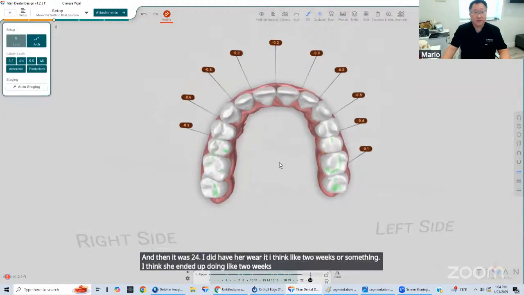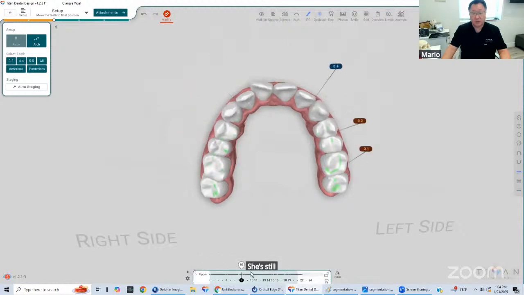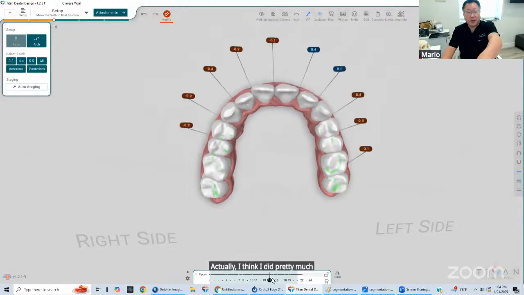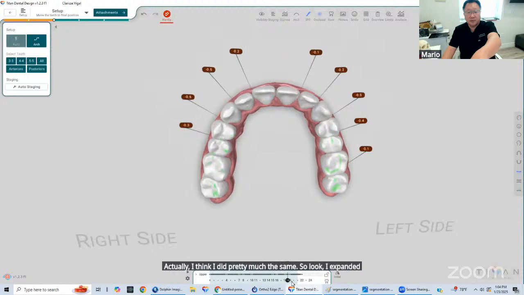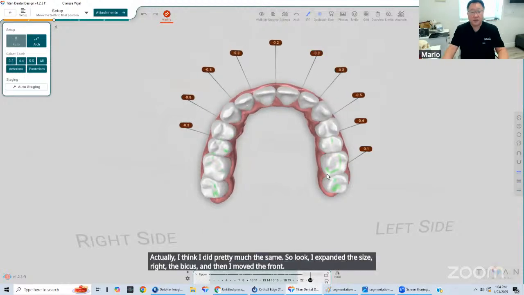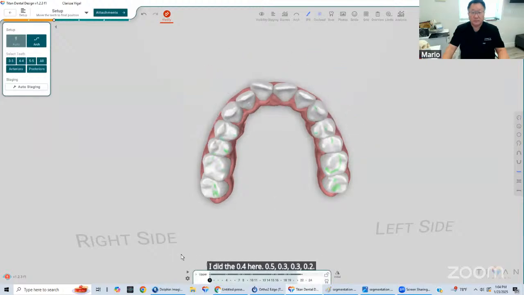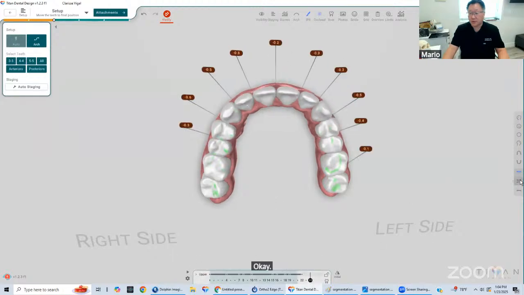Don't be afraid of having your patient wear it longer, because if you look at this case, she's still finishing in a year, right? Pretty much in a year. So actually, I think I did pretty much the same. Look, I expanded the sides, the bicuspids, and then I moved the front. And then at the end, for this one, 0.6, 0.5, I did a 0.4 here, 0.5, 0.2, 0.3, 0.2. Okay, so no complaints there.